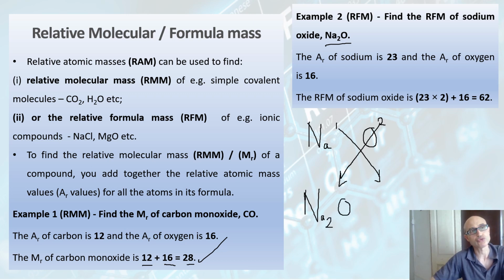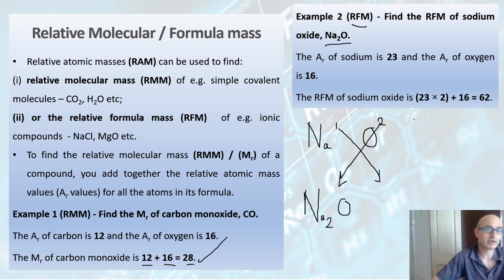So that's sodium oxide. Notice that sodium oxide contains 2 sodium atoms for every oxygen atom, and we have to take that into account when calculating the relative formula mass. Notice it's not relative molecular. Why is this? Because sodium oxide is an ionic compound.